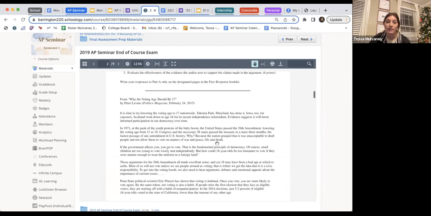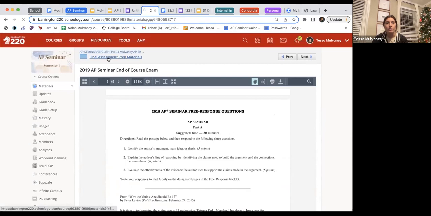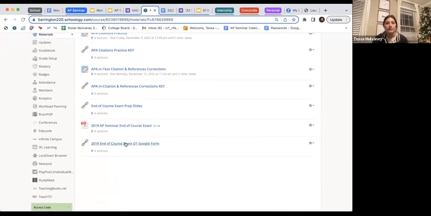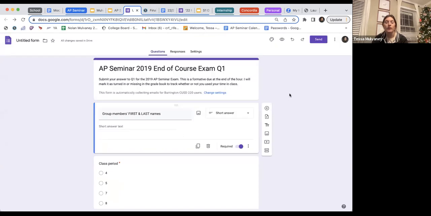Okay, so you're annotating this article, you're looking for those 3 claims, you're identifying evidence, and then as a group, when you finish that, if you go back into your folder, the last link is the 2019 end of course exam question 1 Google form. You are doing this as a table. I only need 1 response per table. So you're going to submit your answer to question 1 for the 2019 AP Seminar exam. This is going to be a formative. It's due at the end of the hour today.